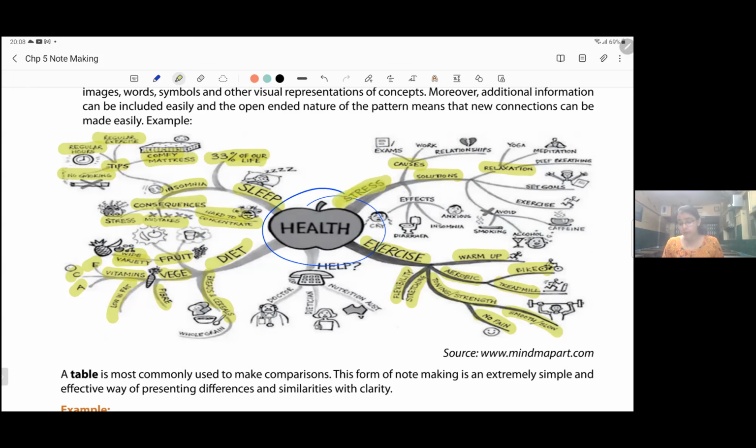अब अगर स्ट्रेस होता है तो कॉजेस क्या होता है? तुम लोग के लिए एग्जाम्स है, कोई काम पे जाता है, रिलेशनशिप्स में भी प्रॉब्लम होते हैं. रिलैक्सेशन, योगा, मेडिटेशन, डीप ब्रीदिंग. देन यू कैन set the goals, exercise. You should avoid, what you should avoid? Caffeine products, smoking, alcohol, all these things are there.